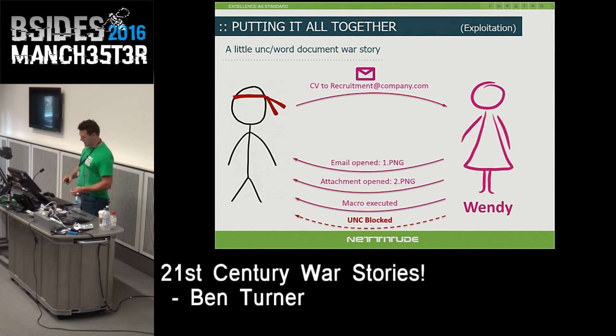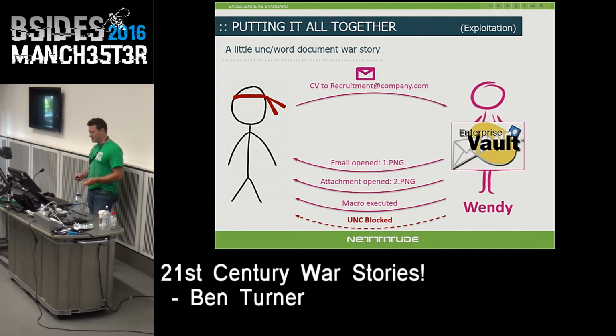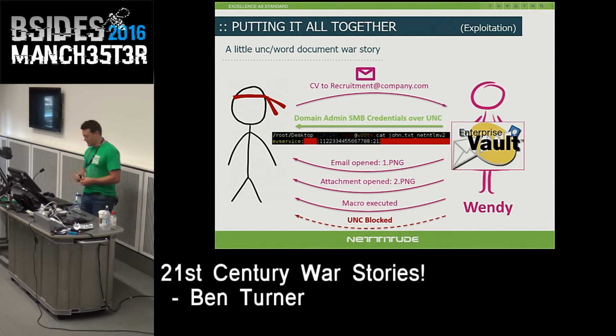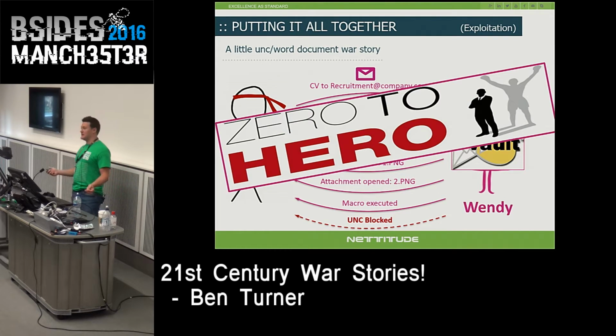However, the UNC path was blocked, which was fine, that's no problem. I've still got a shell on a machine at this point. However, never fear, because Enterprise Vault was here. So this popped me domain admin credentials sent over UNC. So I was now inside the organization with a foothold and domain admin credentials sent via UNC, which had a trivial password. So it was basically 0 to hero in 5 minutes. And I wanted to go to the gym.